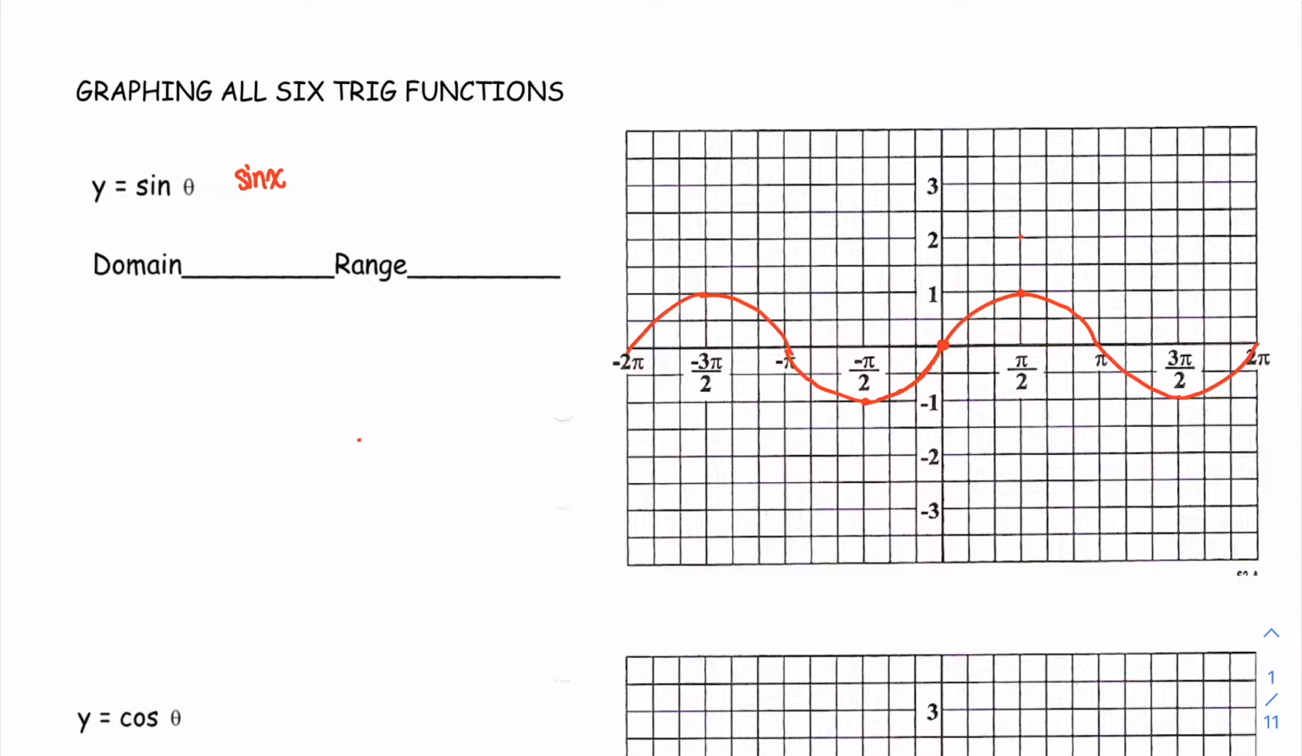If we look at the domain, which means the interval for x, x can be all real numbers. So you can write down all real numbers or negative infinity to positive infinity. And the range is the y value. So y can be from -1 to +1.